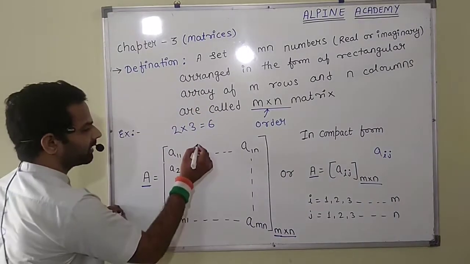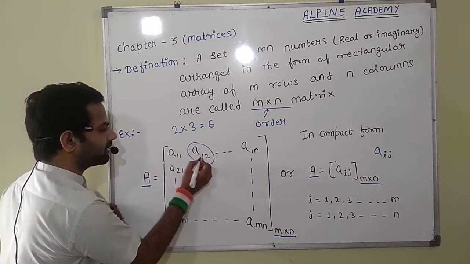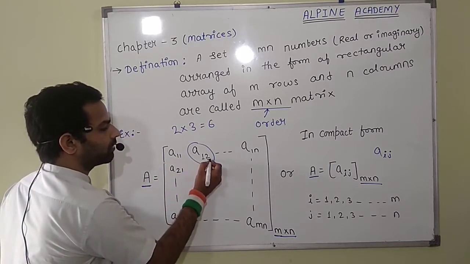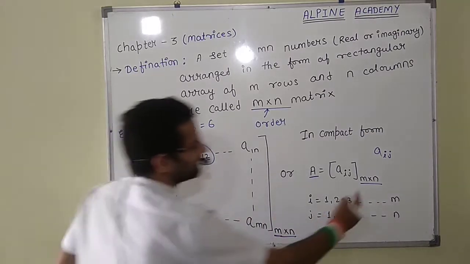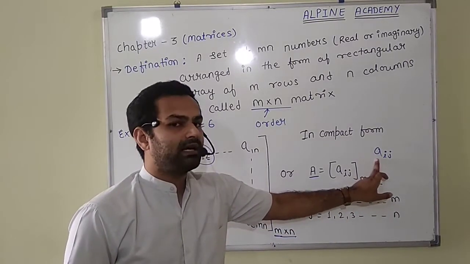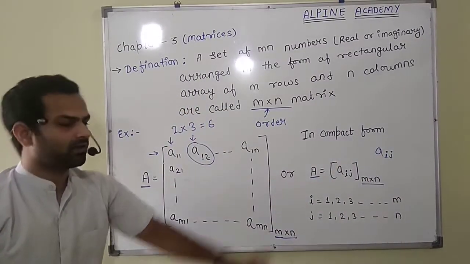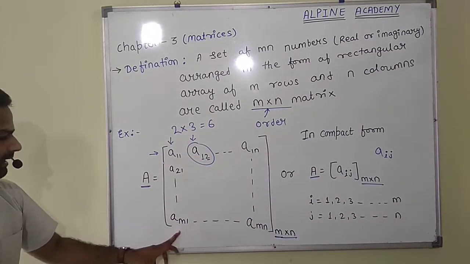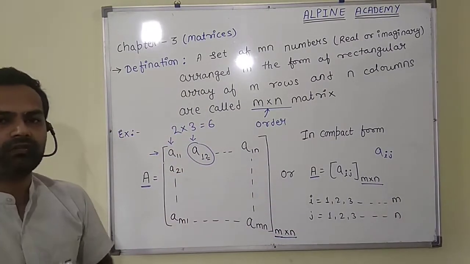For example, यहाँ पर अगर मैं बात करूं a12, what is the meaning of a12? The meaning of a12 is the first row का second element, okay? या फिर first row and second column का element. So similarly यहां पर aij क्या represent कर रहा है? Element कौन सा? ith row and jth column वाला element. Okay, so इसको हम यहां पर इस form में लिख सकते हैं, where the value of i is equal to 1, 2, 3 up to m and the value of j is 1, 2, 3 up to n. So this is the basic representation of matrix.